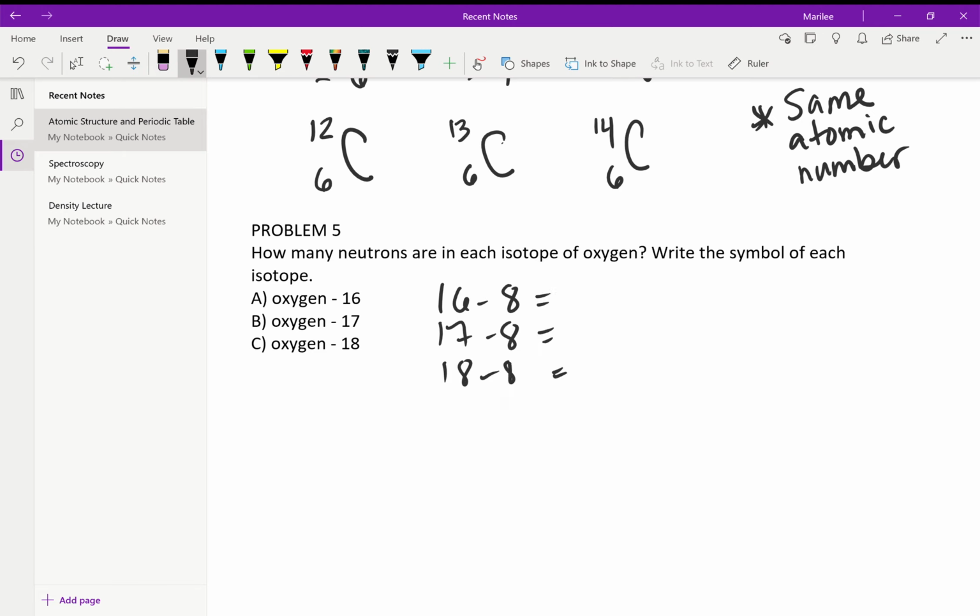So what do we get? 16 minus 8 is 8, 17 minus 8 is 9 neutrons, 18 minus 8 is 10 neutrons. The symbol for oxygen is O. So we have it for oxygen 16, and then for oxygen 17, and oxygen 18.